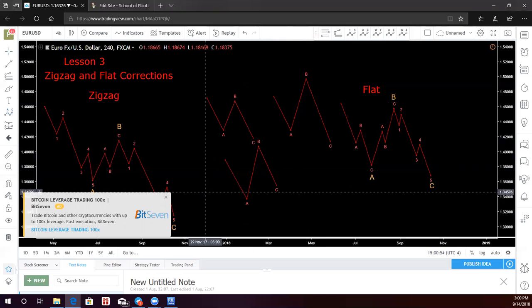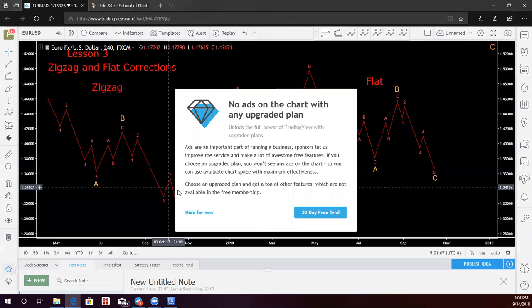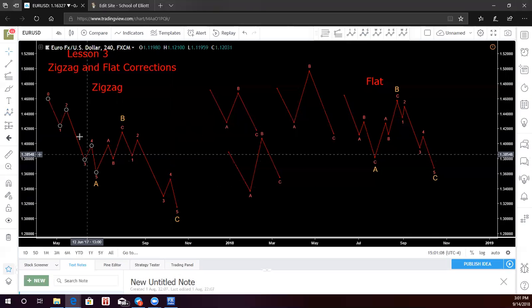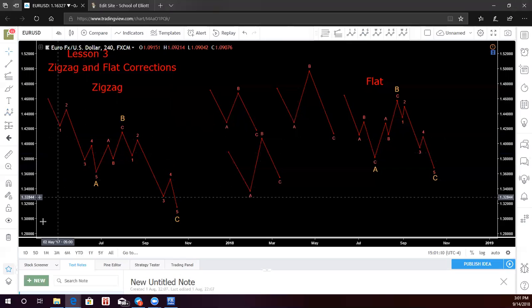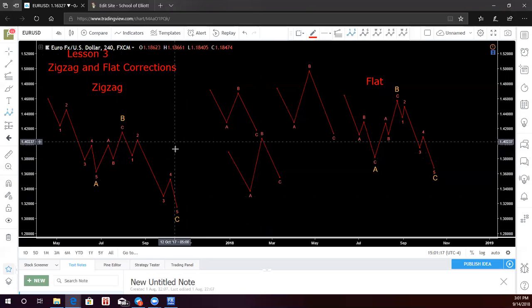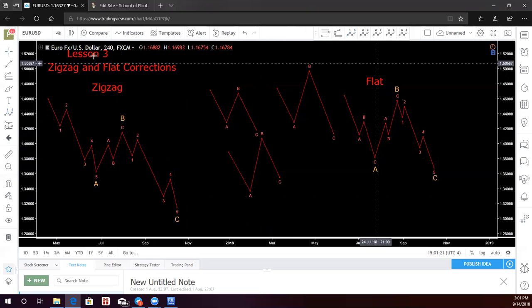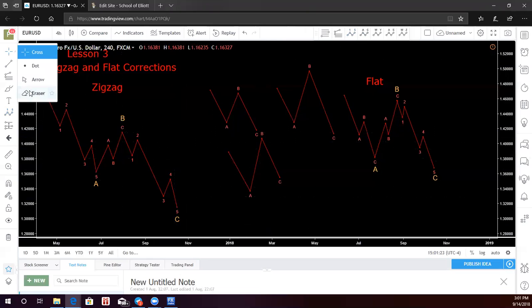Now, some rules to keep in mind when doing these. Just remember, these always come after a correct impulse wave. So what does that mean? Before you see any of these movements, you will always see a correct impulse wave.